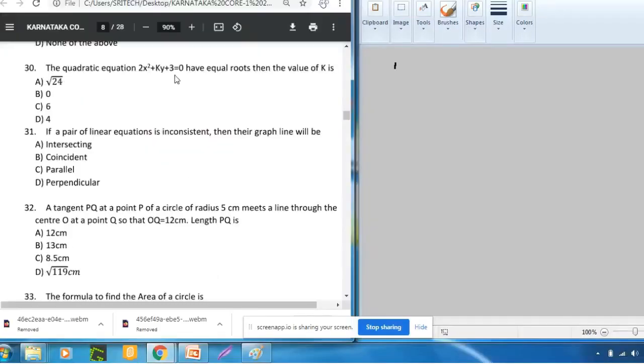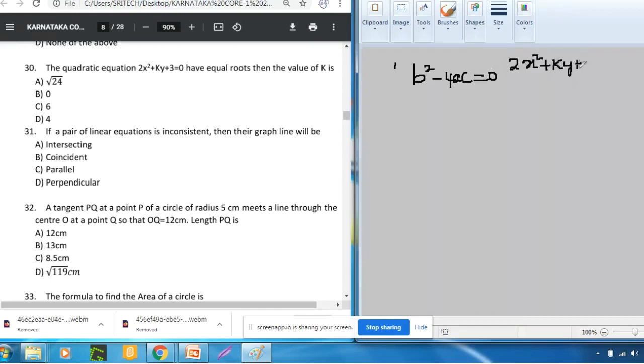30th question. The quadratic equation 2x square plus kx plus 3 is equal to 0 has equal roots. Then the value of k is. If the roots are equal, then discriminant will be equal to 0. Discriminant formula is b square minus 4ac is equal to 0. The quadratic equation given in the question is 2x square plus kx plus 3 is equal to 0. So here a is equal to 2, b is equal to k and c is equal to 3.